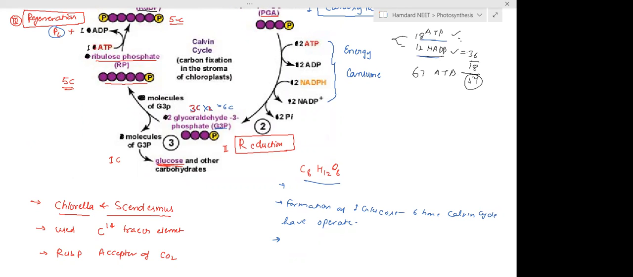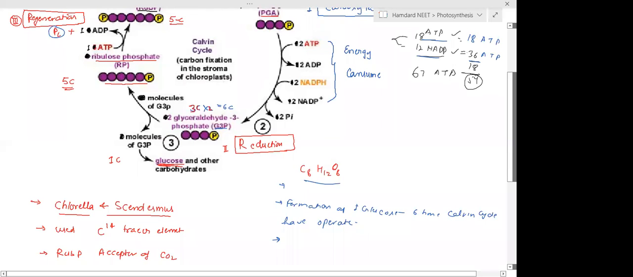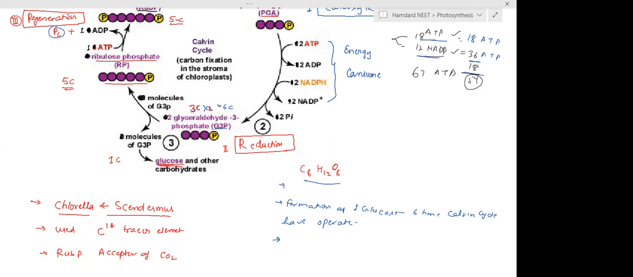So 12 into 3, how many? 36. Right? So 18 ATP over here, 36 ATP over here. How many total? 54. So if someone asks you how many ATP are required for the operation of, or for the formation of 1 glucose molecule? Total 54. Did you get that balance sheet?